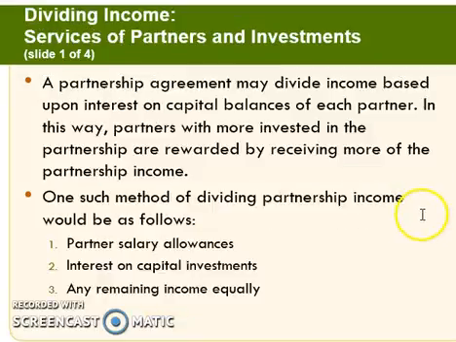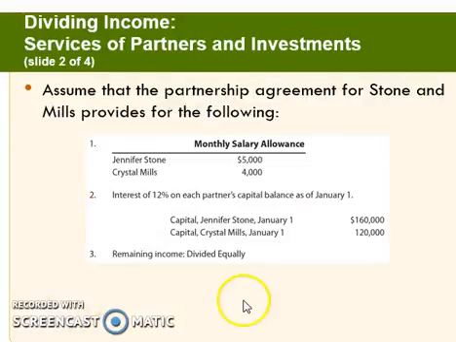Okay, and those partners can even get more specific about how they want to divvy up their income. They can do the salary allowances as we saw. They can also do an interest amount on their capital investments and then do any remaining income equally. So let's assume they still have the monthly salary allowance of $5,000 and $4,000 respectively. But in addition to that, before they split up anything, they also want to give each other 12% of their partner's capital balances. So 12% times $160,000, because that's the beginning capital balance for Jennifer, and then $120,000 times 12% for Crystal, and then the rest of it will be divided equally.